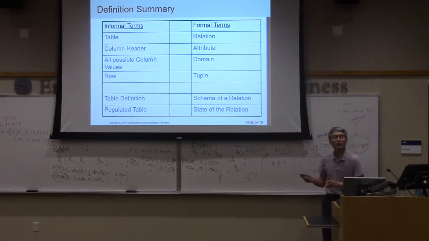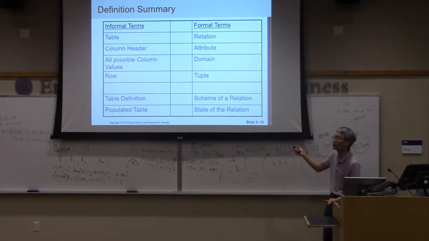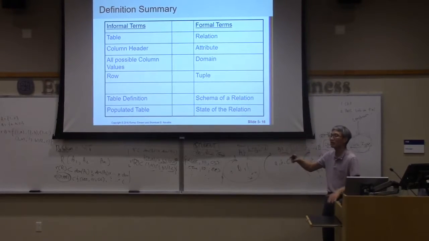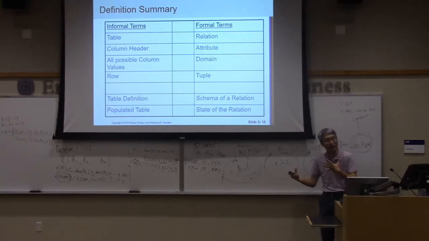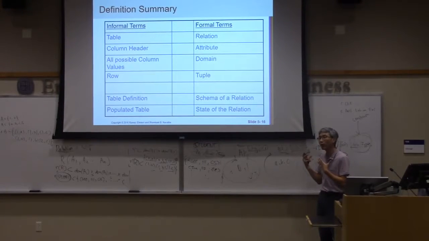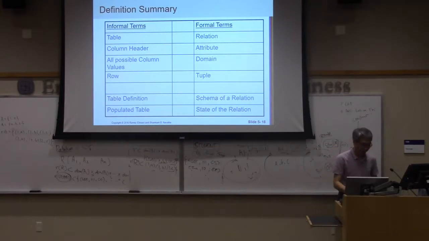So if you see this kind of terminology in the textbook, don't be confused, okay? The database community, the database researchers, use this terminology, but the meaning is like this. Interchangeably, we use table or relation. When you see the name of a relation, it means it's a table. When you see the name of a tuple, it means it's a data row. So we know what the relation is.